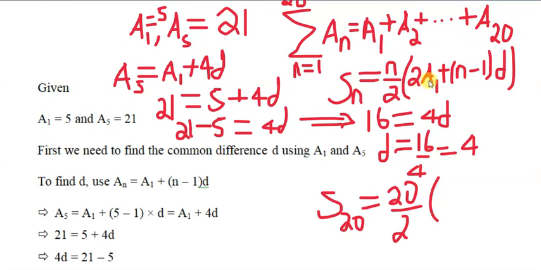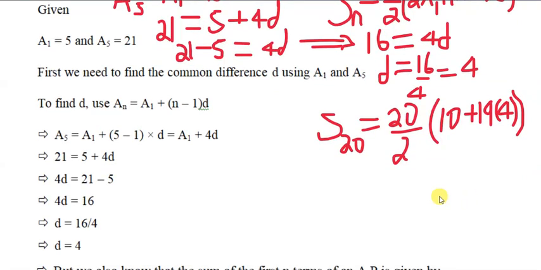2 times a1. Our a1 is 5. 2 times 5 gives us 10. And also here, our n is 20. 20 minus 1 is 19, times our d, which is 4. Put it in brackets, and also the bigger bracket.